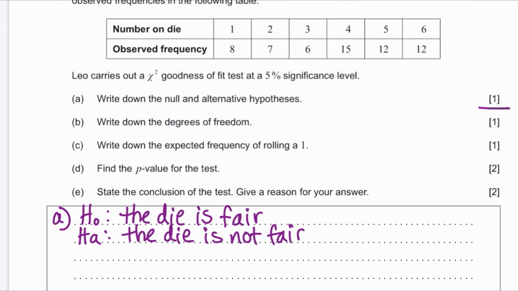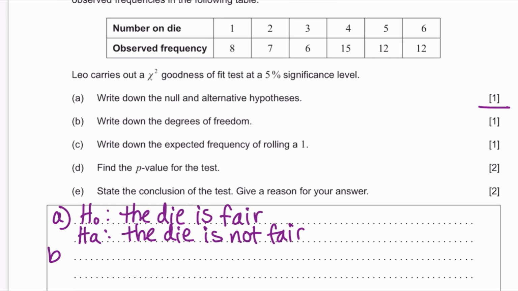Then for part B, it says to write down the degrees of freedom. In a chi-square goodness of fit test, the degrees of freedom is equal to n minus 1. So the number of columns is 1, 2, 3, 4, 5, 6. So that means that my degrees of freedom is going to equal 6 minus 1, which is 5. That is also a 1-point question. So I didn't even have to show the work. I could have just written 5.